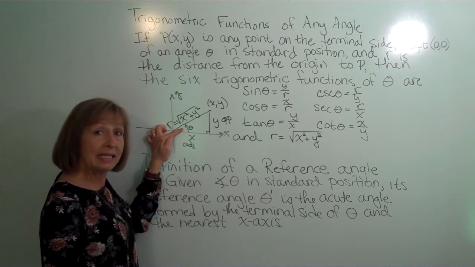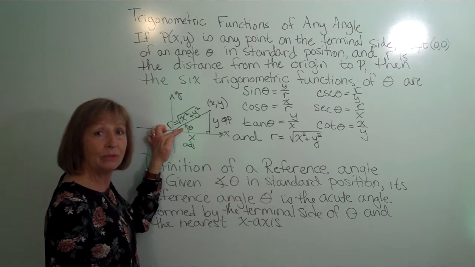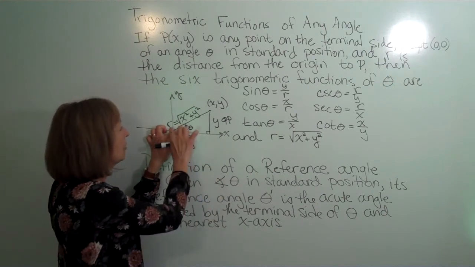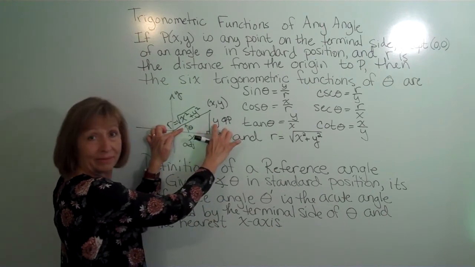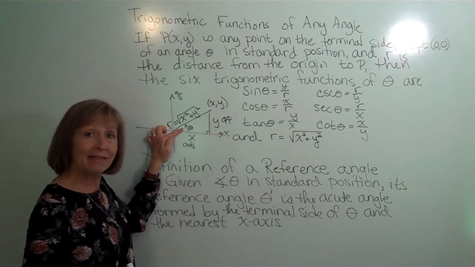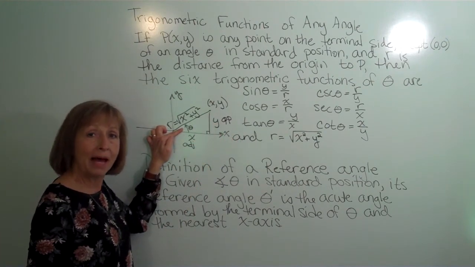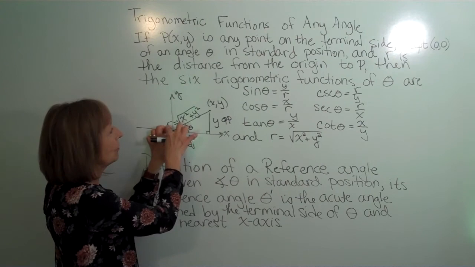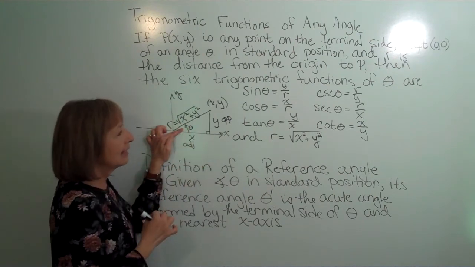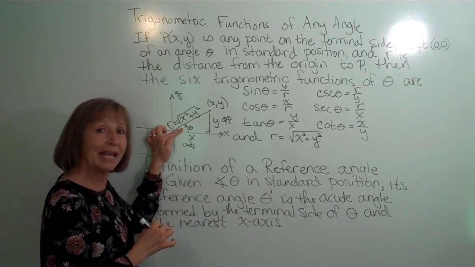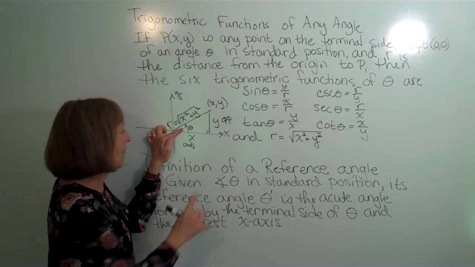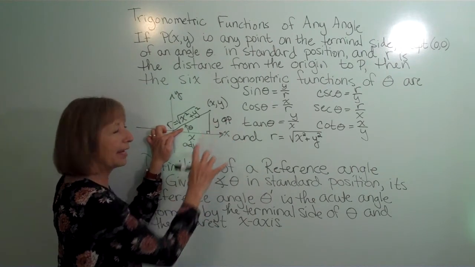And then the cosecant of the angle is the hypotenuse over the opposite, so that would be r over y. The secant of the angle is our hypotenuse over adjacent, so that's r over x. And then the cotangent of the angle is the adjacent over the opposite, so x over y.